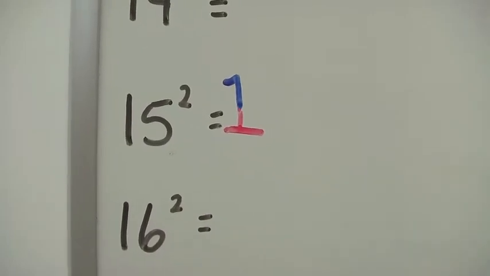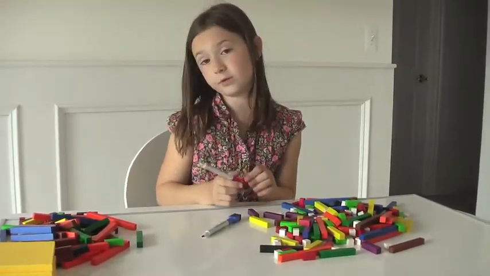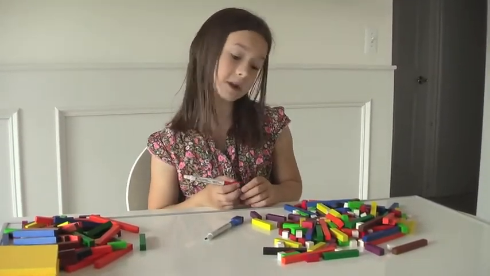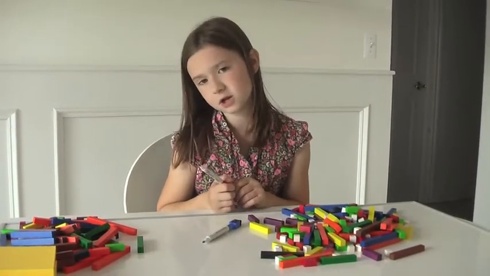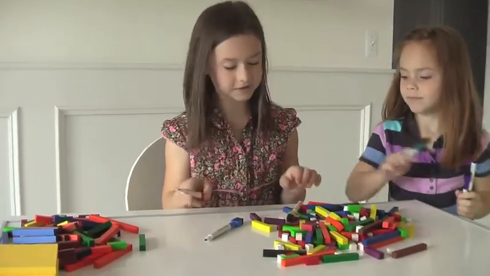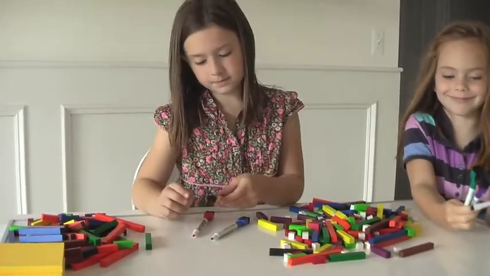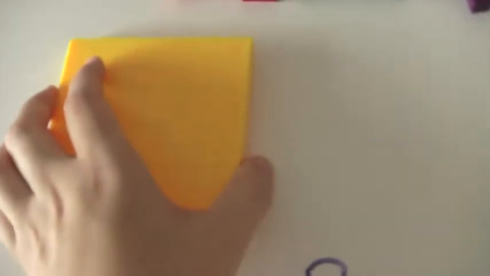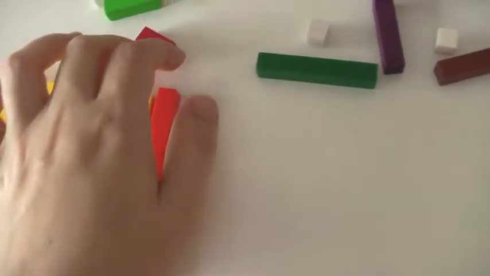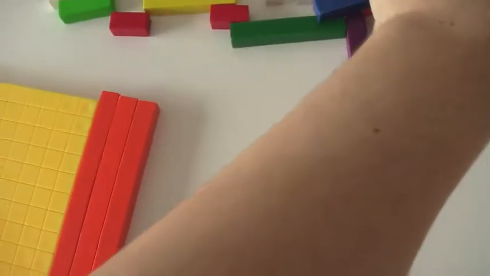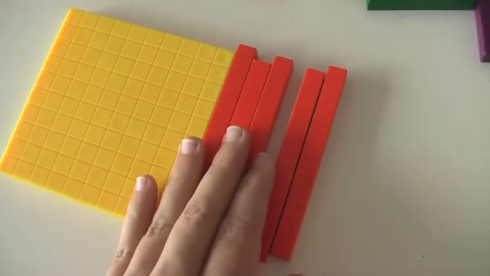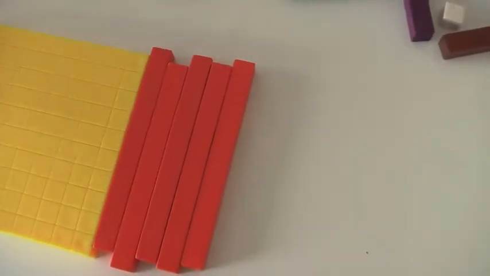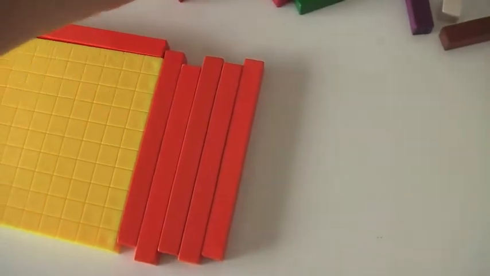I am doing same as the 11 squared. Okay. 11 times 10, 11 times 1. So okay, let's do 15 times 10 and 15 times 1. So if you do 15 times 10, it looks like this, right? Mm-hmm. And if you do 15 times 1, that looks like this.